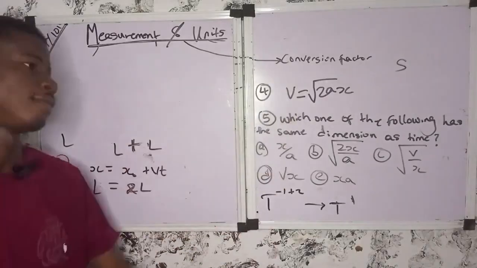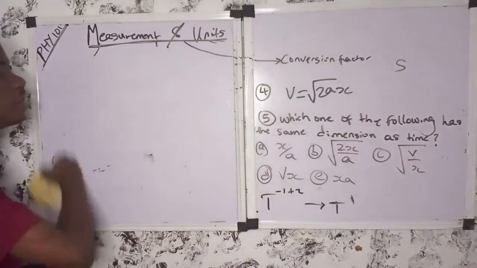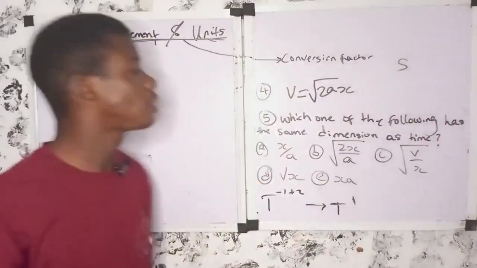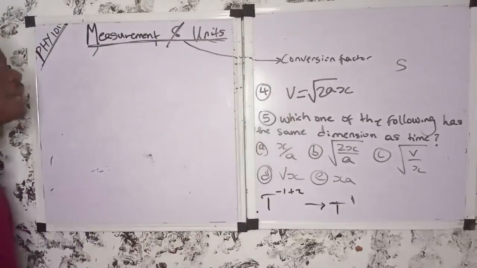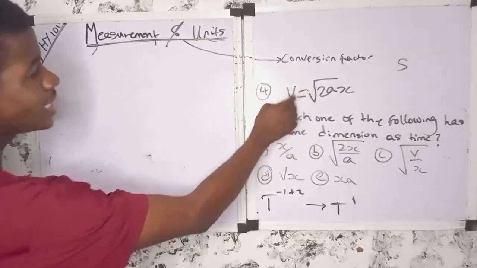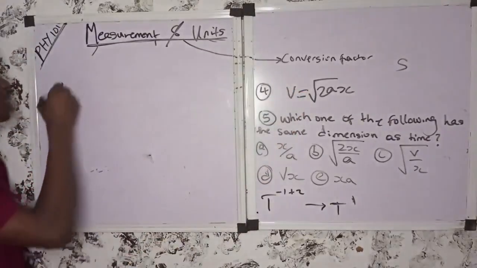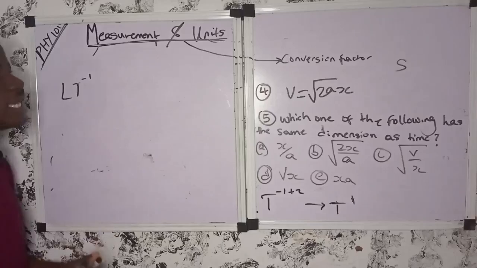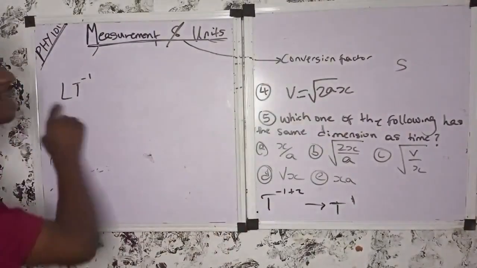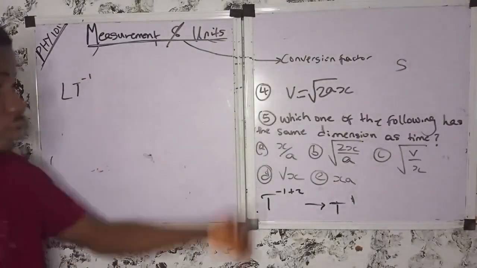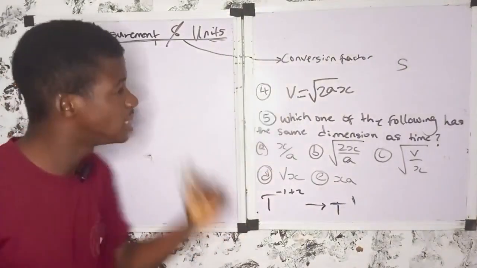Now, what about number 4? If we look at number 4, v equals root of 2ax. Is this equation dimensionally correct? Now, what is the dimension of velocity? The dimension of velocity is L T raised to power minus 1, right? Now, if we solve for the dimension of everything here and we arrive at L T raised to power minus 1, we know that this equation is correct.